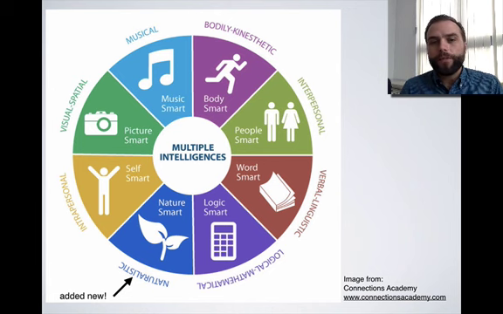The next one going around the circle is logical mathematical. These people like puzzles, and they are known as logic smart. Next is naturalistic. These people are nature smart. They like to think about the world around them. They like to think about the world outside the classroom.